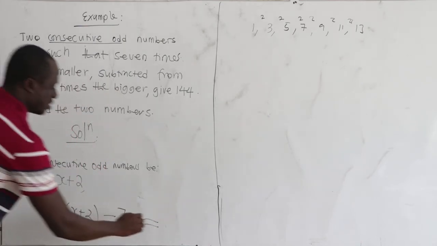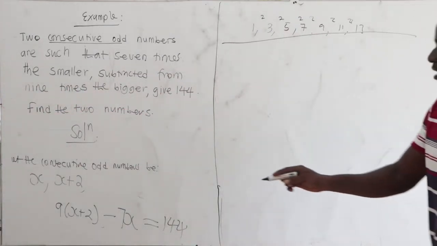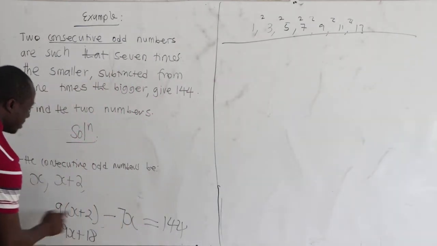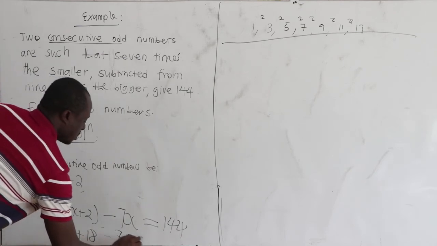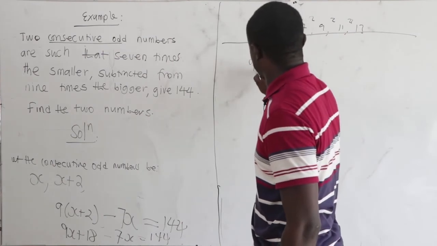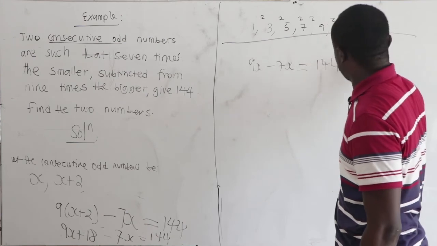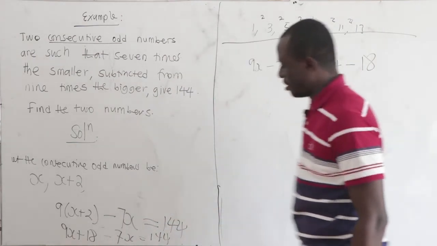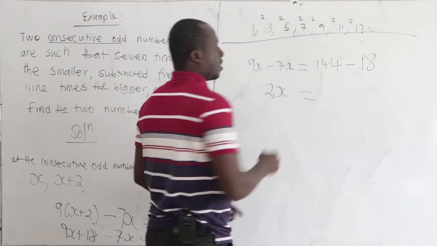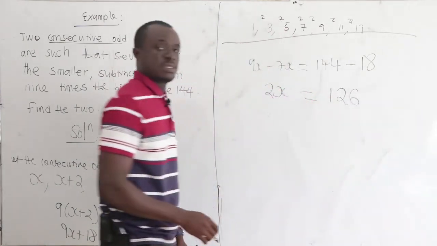And this will give us 144. Now we want to find x. What is 9 times x plus 2? This gives us 9x plus 18, minus 7x, equal to 144. Now we have 9x minus 7x equal to 144 minus 18, that is positive 18 crossing to negative 18. Now 9x minus 7x is 2x, and 144 minus 18 is 126.